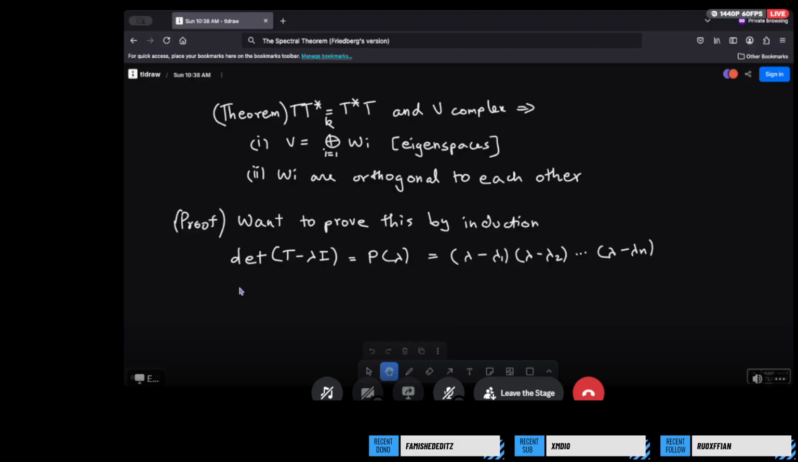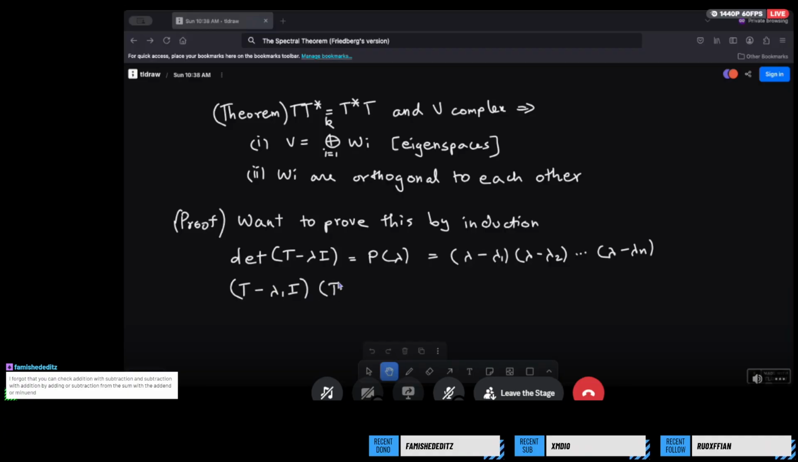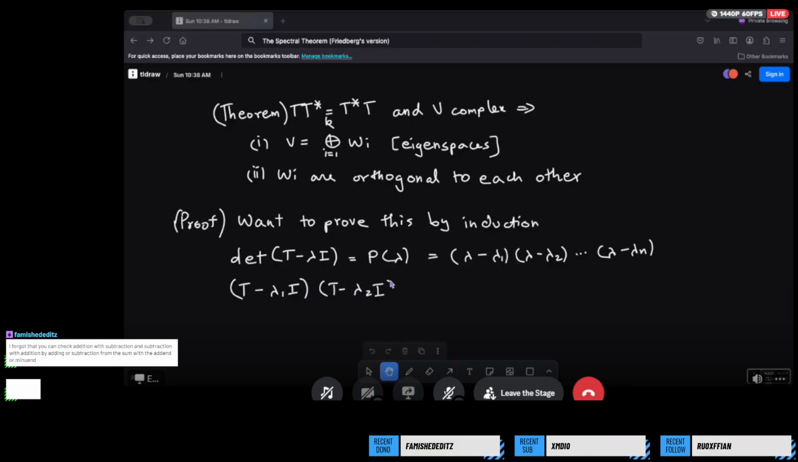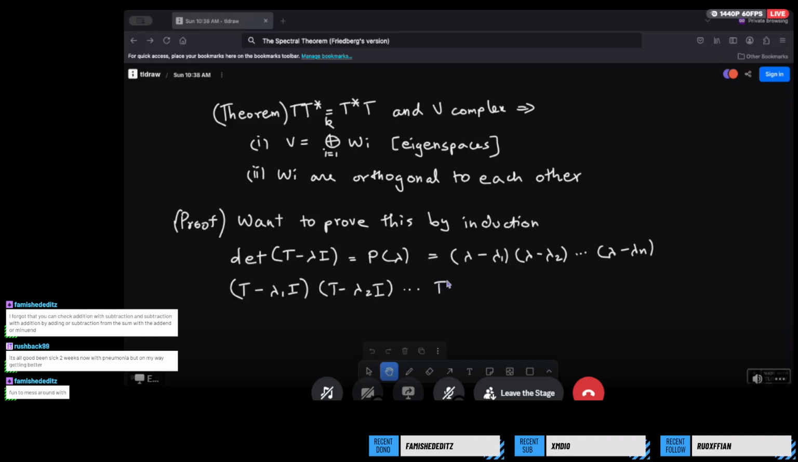Further, we also know that T satisfies this polynomial, in the sense that T minus lambda 1 I, T minus lambda 2 I, and so on, up to T minus lambda n I, is the zero map. And this is what we know so far. So that means there exists some vector v which is an eigenvector for T.